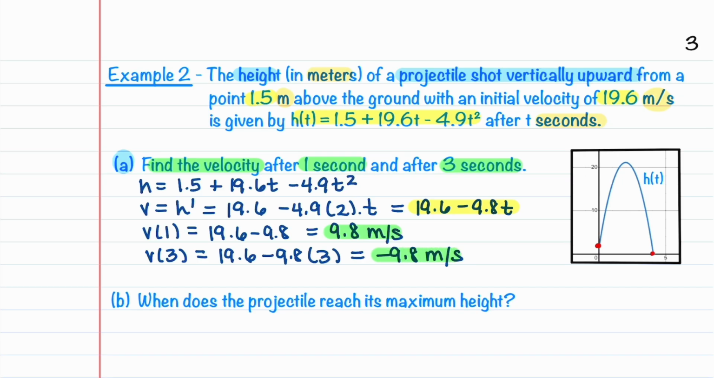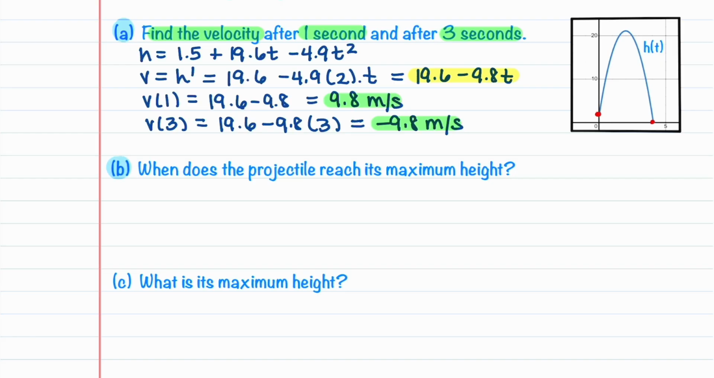Notice that the velocity after 1 second is positive and the velocity after 3 seconds is negative. So that means that at 1 second, our projectile is still going up, but at 3 seconds, our projectile is on the way back down.